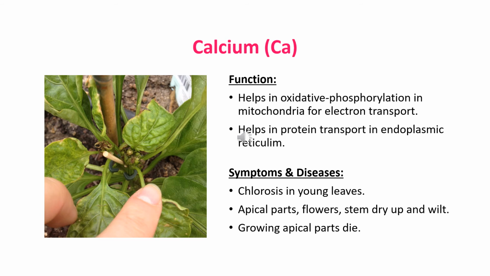And not only that, it also helps in protein transport in the endoplasmic reticulum. That means the proteins are produced in ribosomes, then these are held by the endoplasmic reticulum, and later on they are supplied whenever needed for other actions of the plant. So symptoms are chlorosis in young leaves, apical parts, flower stems dry up and wilt, and growing apical part dies.